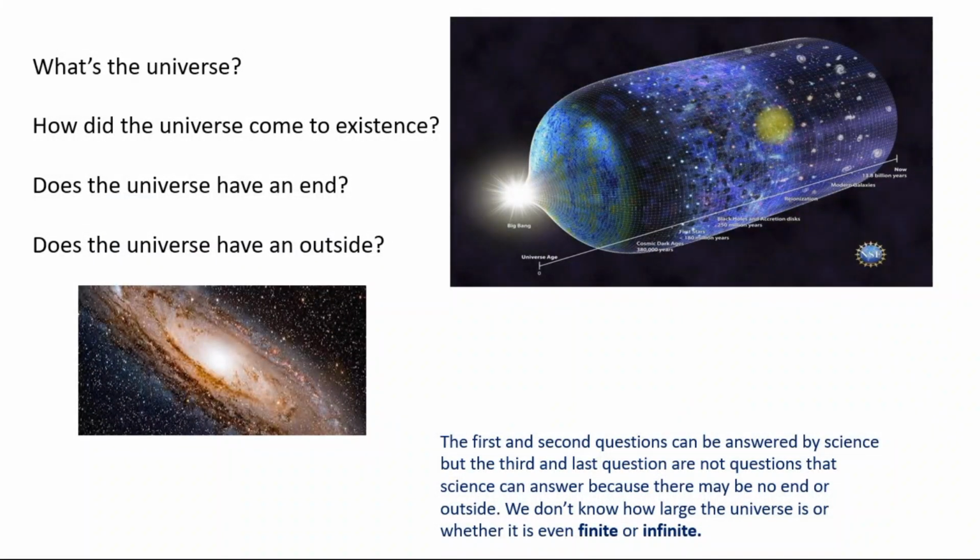In the course of the lesson, we are going to look at or attempt to answer the following questions. What is the universe? How did the universe come to existence? Does the universe have an end? Does the universe have an outside? Now, the first and second questions can be answered by science, but the third and the last questions are not questions that science can answer. This is because we don't have the technology as it is today to be able to ascertain or determine if the universe is finite or infinite.